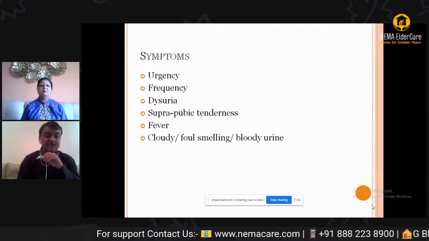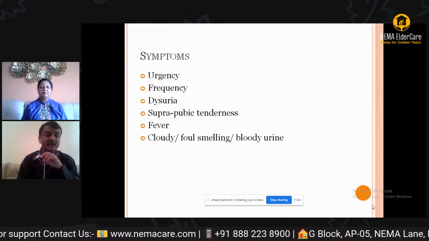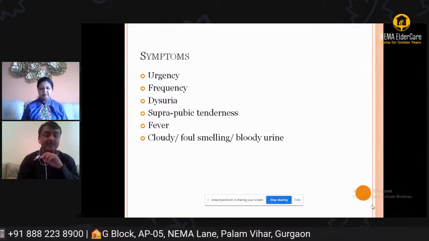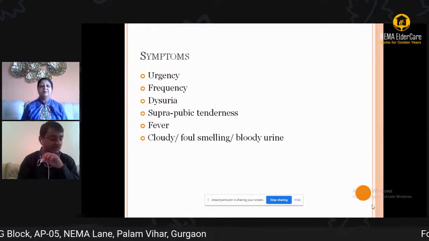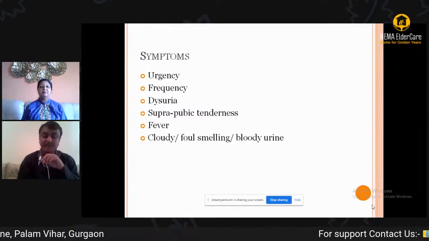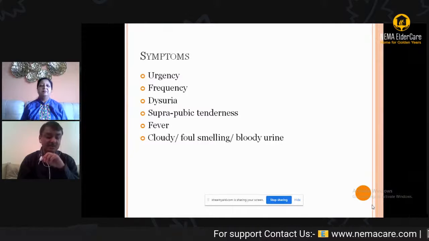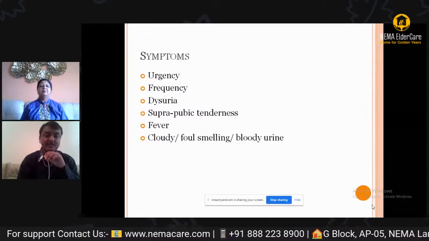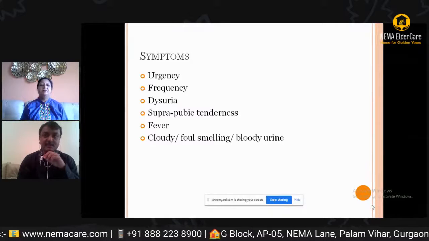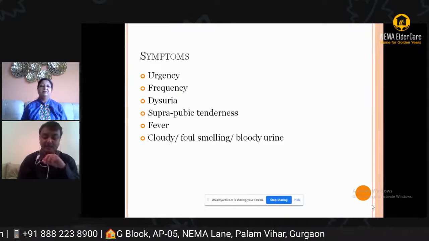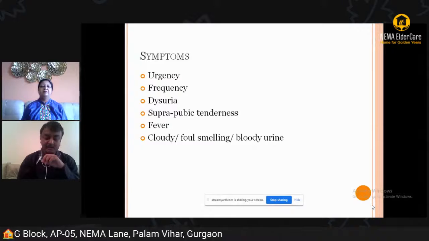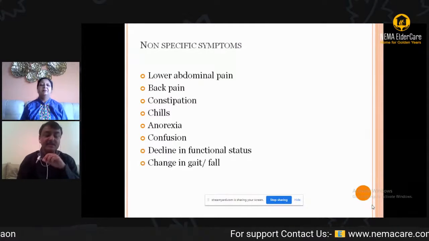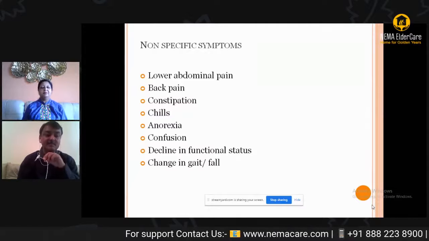There may be changes in the characteristics of the urine, like the urine can become cloudy or turbid, as we call it. The urine may have a very foul smell associated with it, or sometimes there may be blood associated with the urine. All these are specific symptoms. If somebody has these symptoms, they directly point towards an involvement of the urinary tract or the urinary system. But like I said, some patients may present with very non-specific symptoms.